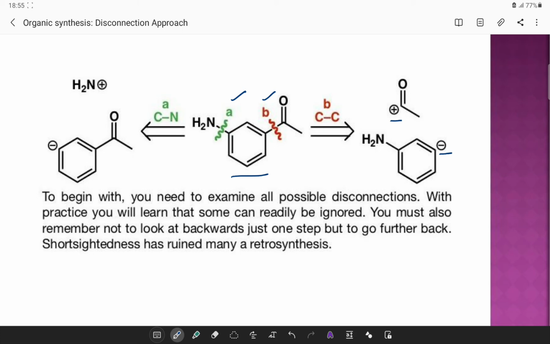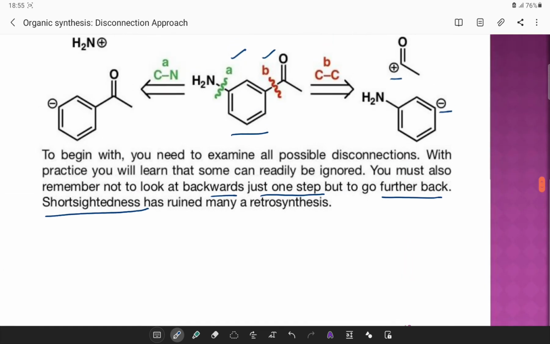But I cannot decide on just one step backward; I should have a system that goes further back. That means just one step we cannot decide. Instead, I have to decide so that the complete target molecule can be reached. So it is always said that we must remember not to look backwards just one step, but to go further back. This is because most of the time, just in one step, if I imagine, it might completely destroy my retrosynthesis. So imagination should go till my starting material, and then from that starting material how can I get back my target molecule.